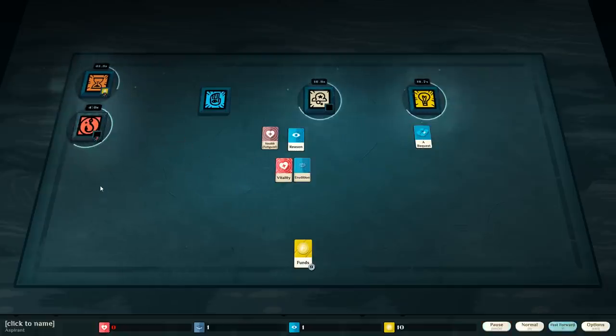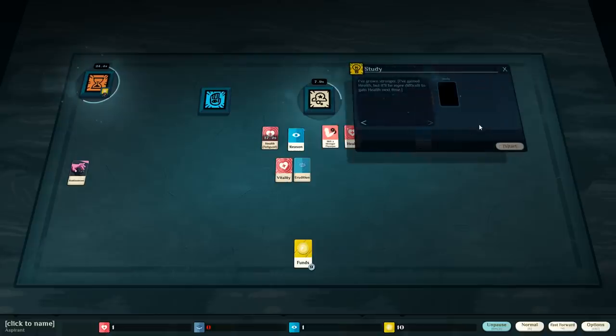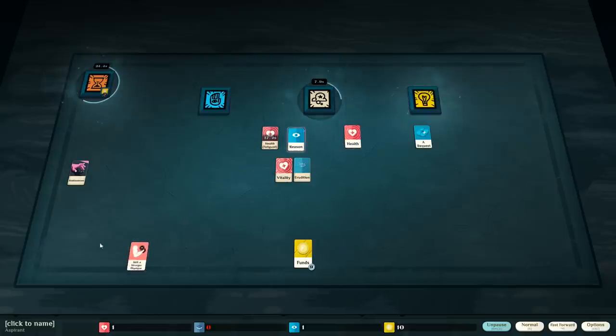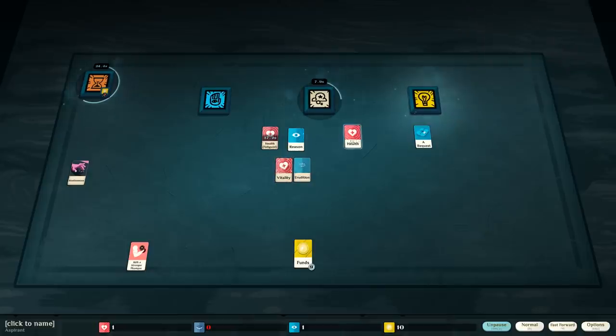One thing you need to be careful of is despair, madness and things like that. There will be lots of things like restlessness that pop up. You need to make sure your health doesn't go down too far. You need to make sure that all kinds of things are managed well. There is a lot of plate spinning in this game. Don't get me wrong. So with the skill of stronger physique, I now need 4 vitality if I actually want to get any more healths, but 2 healths should be pretty solid for now.